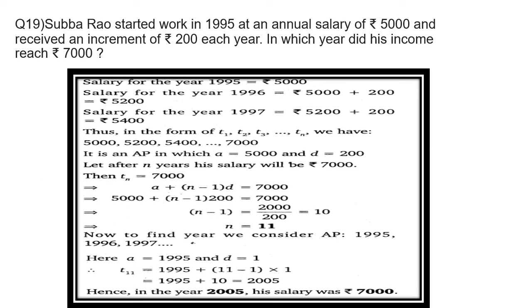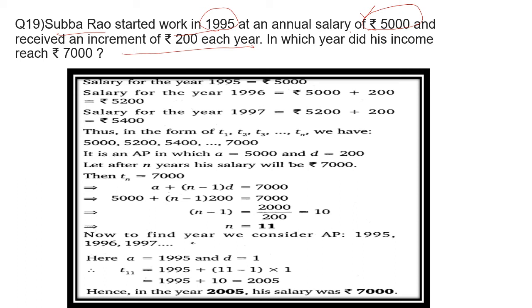Moving on to the next question, that is question number 19. It says that Subba Rao started working in 1995 at an annual salary of rupees 5,000, and received an increment of rupees 200 each year.